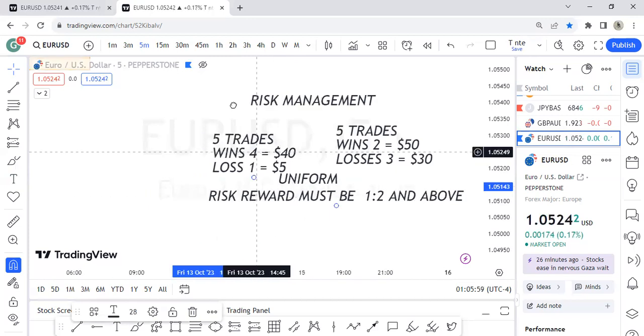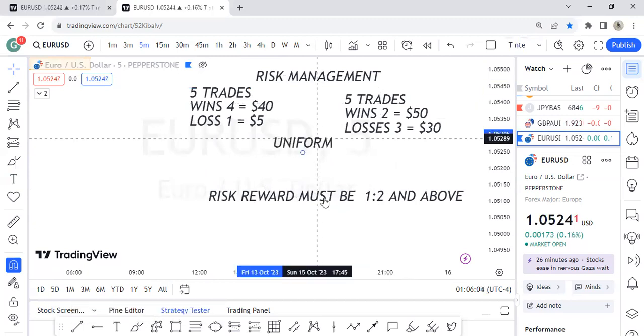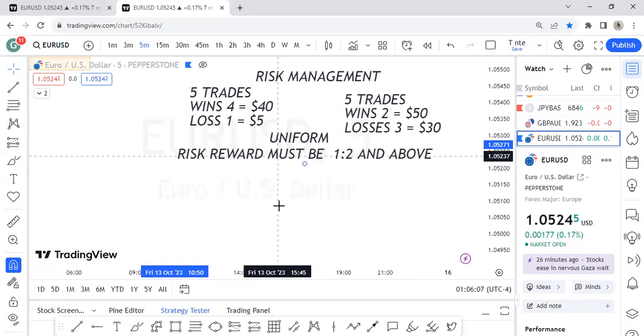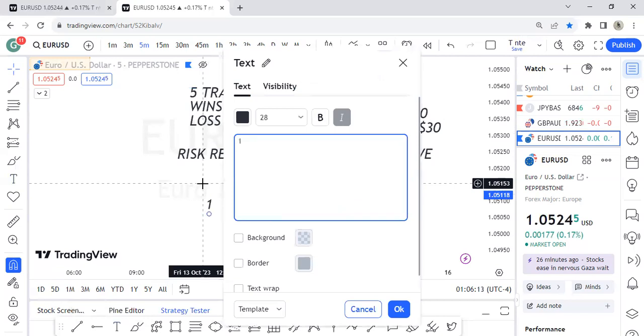Now, let us look at these various things. If you use 1:2, let us look at the goal. If you use 1:2, you just need to win four out of 10 to be profitable. So if you take 10 trades and you use 1:2 for all your trades, whenever you win a trade, it is 1:2, and whenever you lose a trade, it is -1. So you just need 4 out of 10 to be profitable.